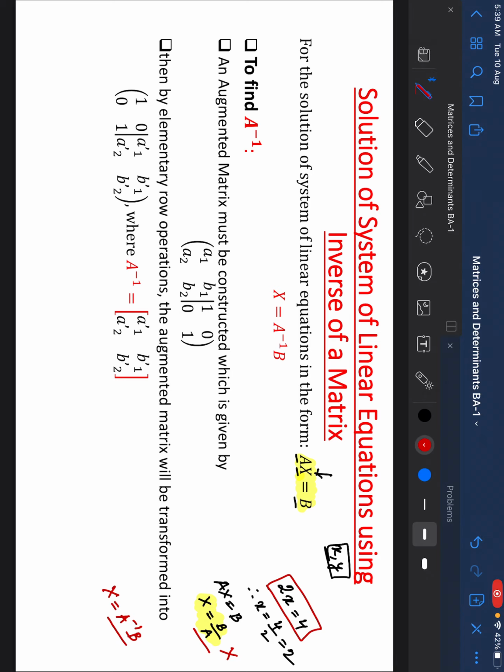So now the whole question is this: I need to find X. I know the value of B, because B is the constant matrix. I know A, but A inverse I don't know. So now we have to find the value of A inverse. Once I find the value of A inverse, and I have the value of B, if I multiply these two, then we can easily find the value of X.